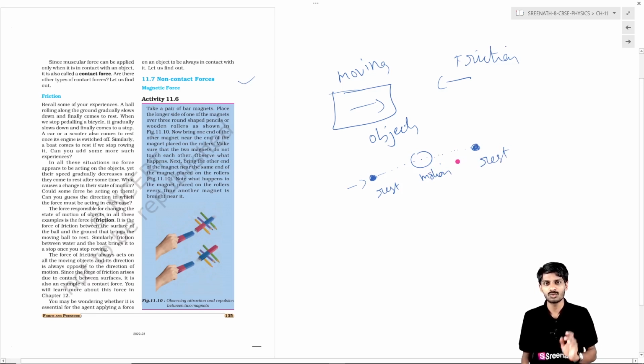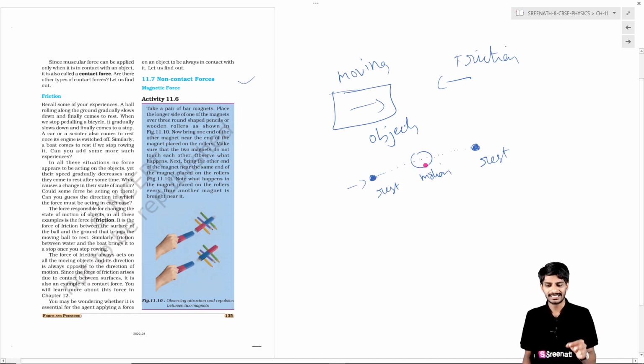What have we previously learned? When does a state change? Whenever we apply a force, its state will change. Here, its state is changing from rest to motion. Why? We are applying force. In which form? We kicked the ball. So we have applied some muscular force, some contact force. For that reason, it has changed its state from rest to motion.